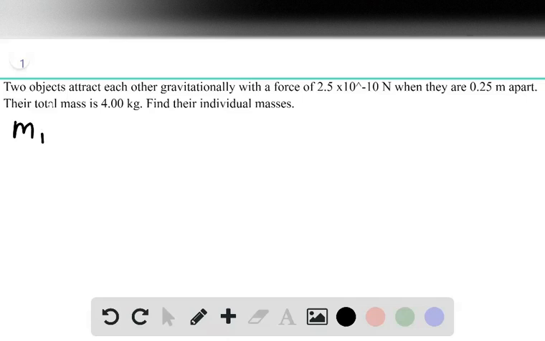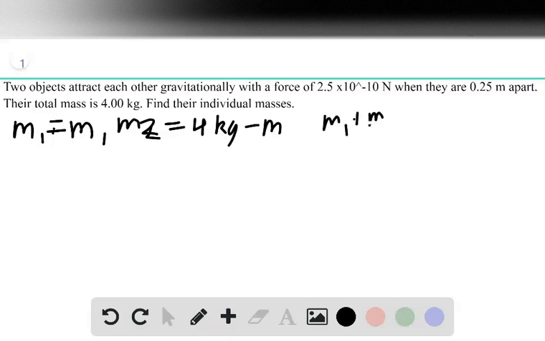So we need to start by defining the masses. We can say that M1 equals m, and since we're given a total value, we can say that M2 equals 4 kilograms minus m. That's just from the fact that M1 plus M2 equals 4. And we defined M1 as just little m, so M2 equals 4 minus M1, excuse me.